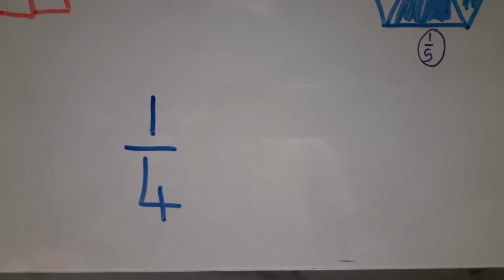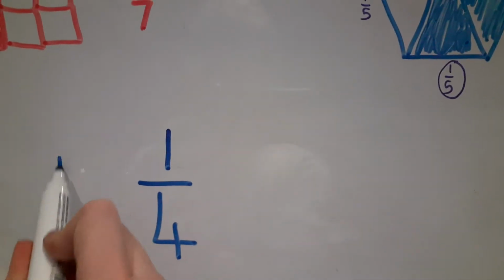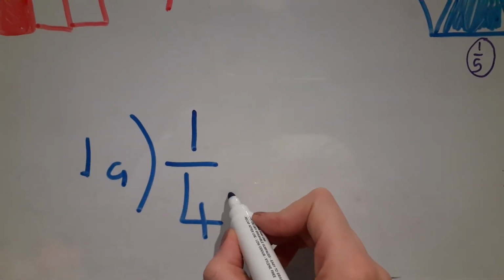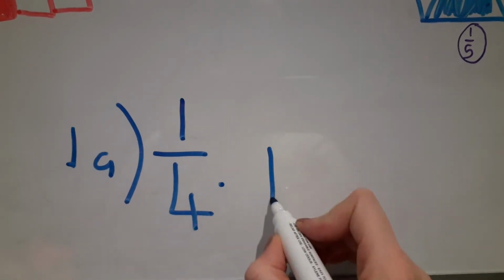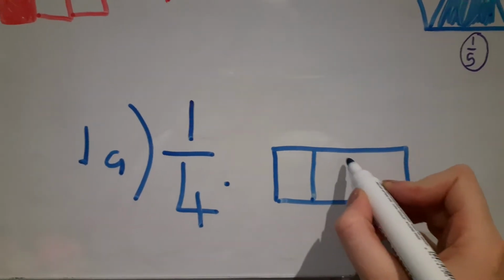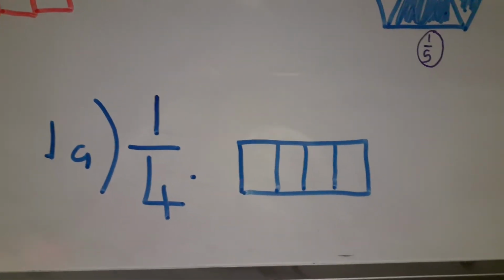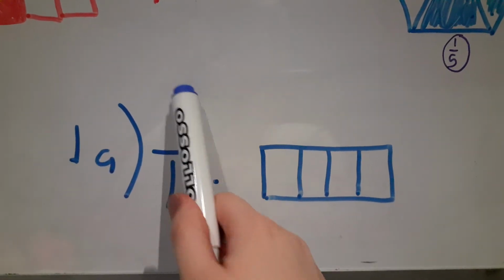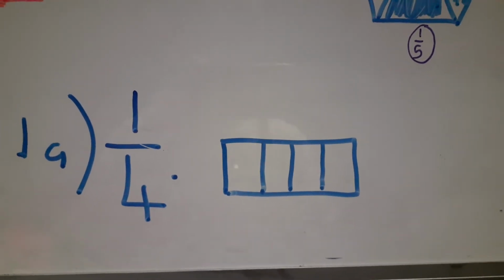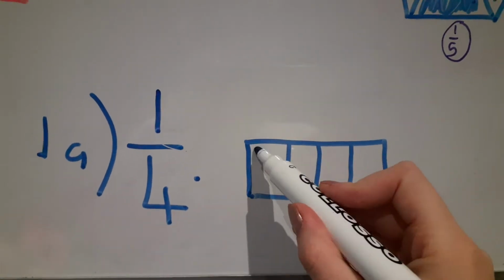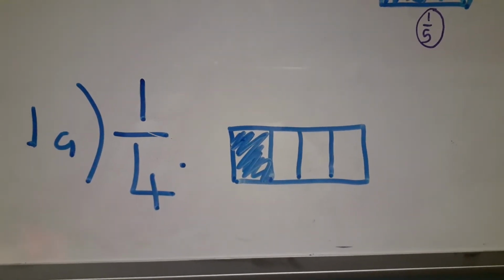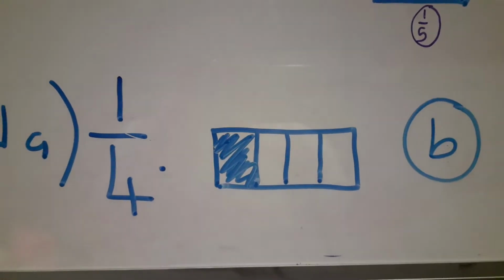So 1a is 1 over 4. So this is 1a. Okay, 1 over 4. So what we do is we have 4 blocks or 4 parts of the circle, whatever you want to choose. So I'm choosing blocks 1, 2, 3, and 4. So now the top of the fraction is how many of these blocks are colored in. So we have 1 block covered in. So we color it in. And that's what number 1 wants you to do. So I want you to try B for me, please.